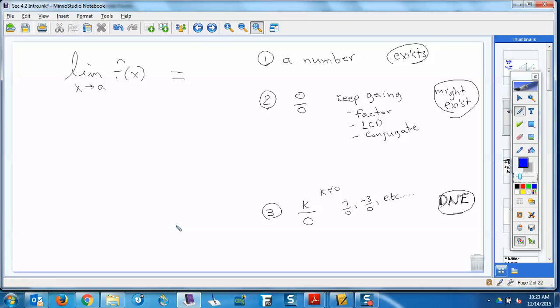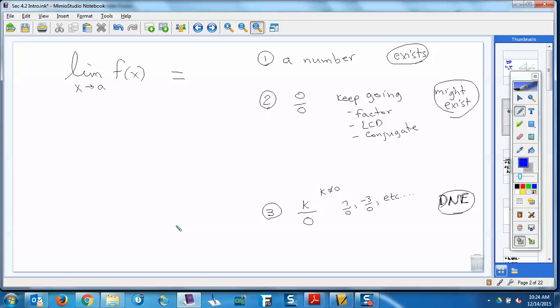Then the other thing that can happen is we get something like 6 over 0 or 7 over 0 or negative 3 over 0. And that might happen after we had 0 over 0. We keep going and then we get that. Well, what is that? That is the limit does not exist. Now, that's where we stopped last time. If you ever got 7 over 0 or negative 3 over 0, we just stopped. We said does not exist. Well, we're going to go a little farther with that now.